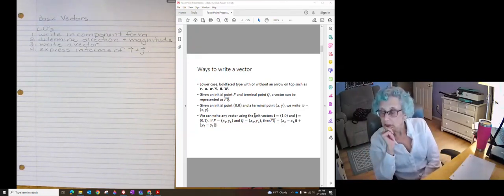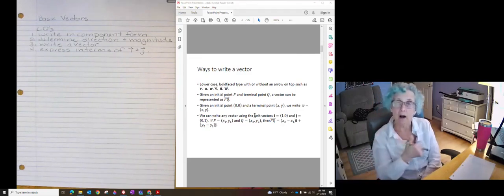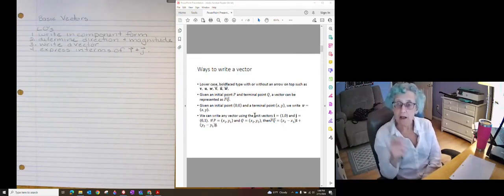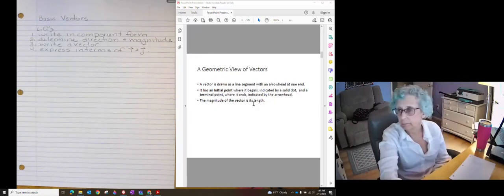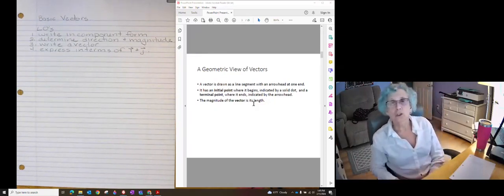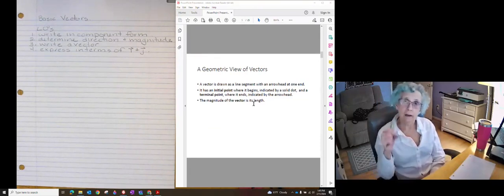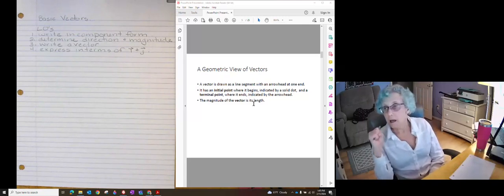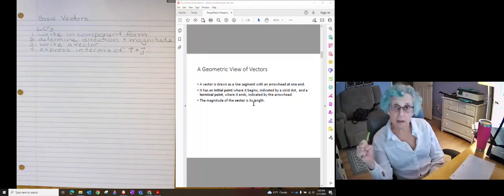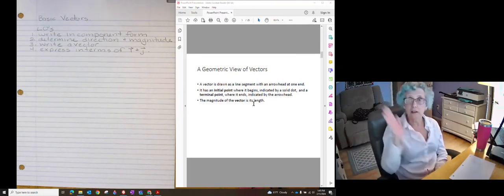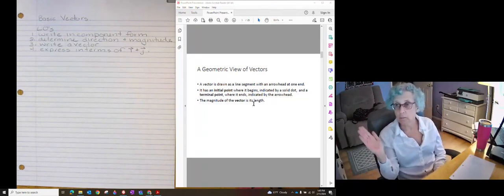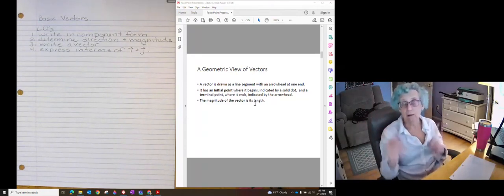We can write any vector using the unit vectors i and j. So i is all about side to side, j is all about up and down. We'll talk about it more later. A vector is drawn as a little line segment with an arrow at one end and a solid dot at the other. It has an initial point, that's where the solid dot is, and a terminal point, that's where the arrow is, because that's telling you that it's going in this direction. The magnitude of the vector is how long it is.